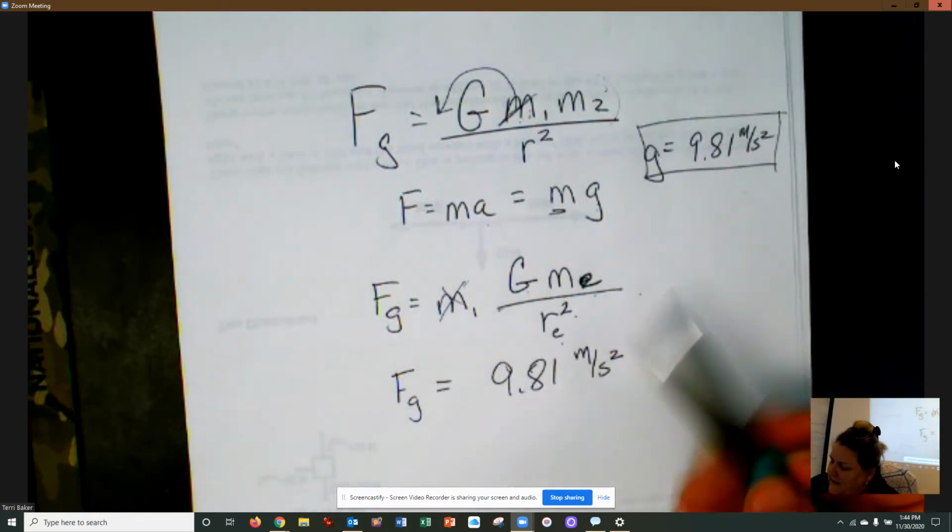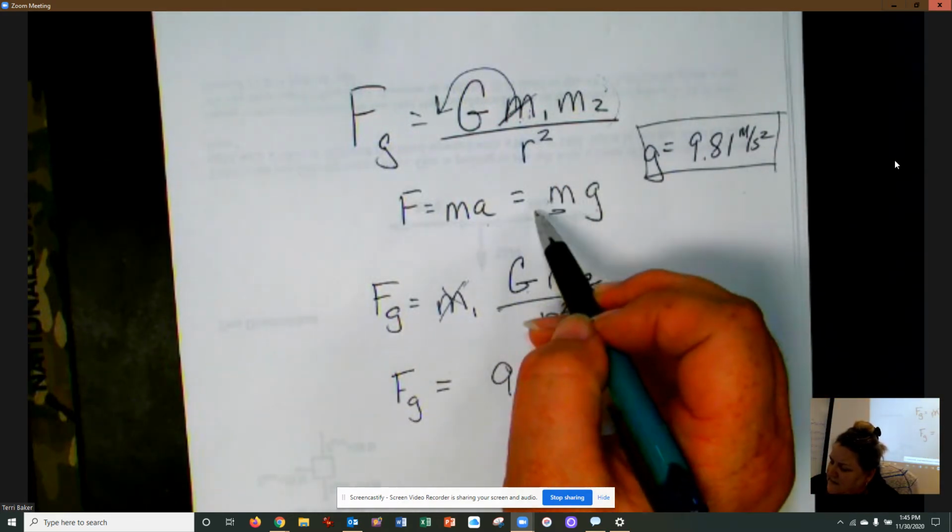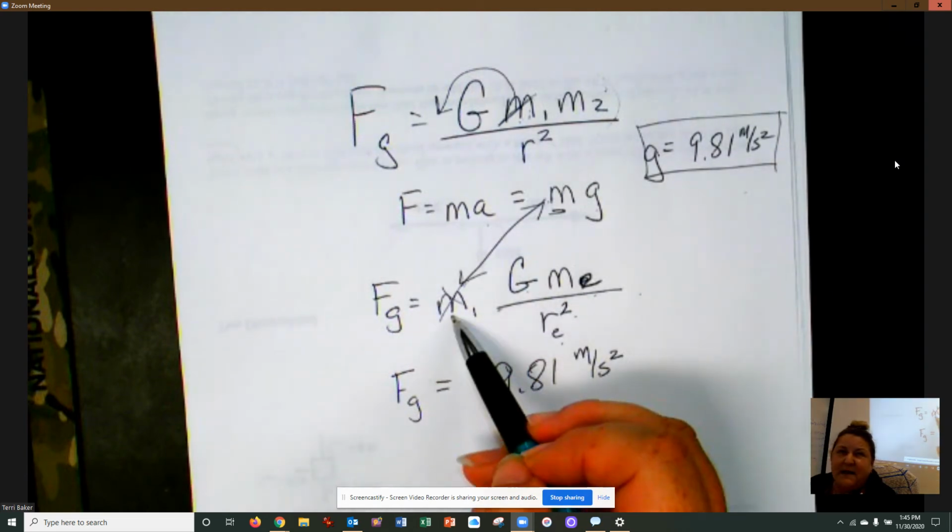So what I'm saying is this mass is this mass, but it really doesn't make a difference because it's so small compared to the mass of the Earth.